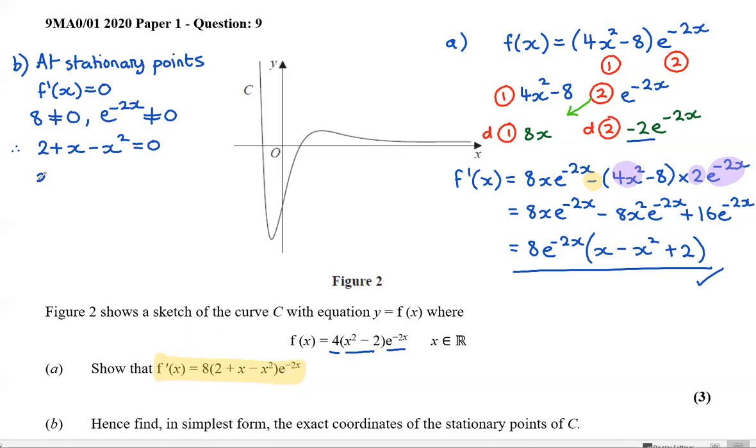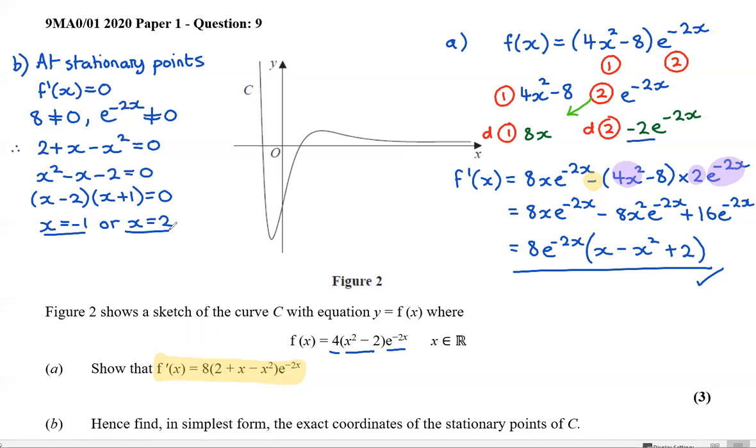So I'm going to just rearrange this a little bit so it looks more familiar. We can factorize this as well. So we have (x subtract 2)(x plus 1). And that will give us stationary points at -1 and 2. Okay, so we have the x coordinates of our stationary points.